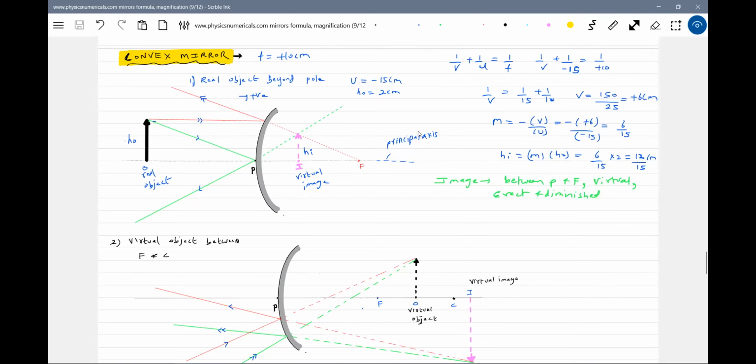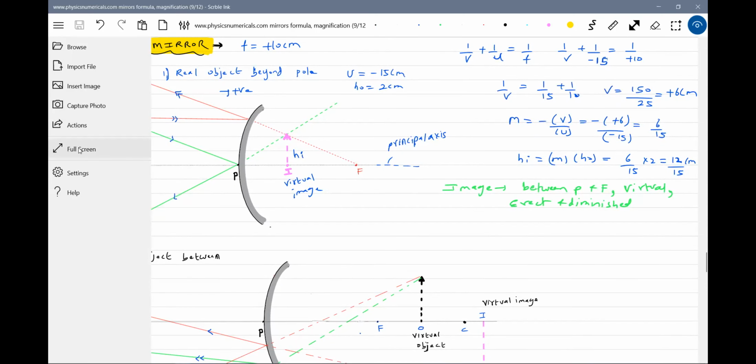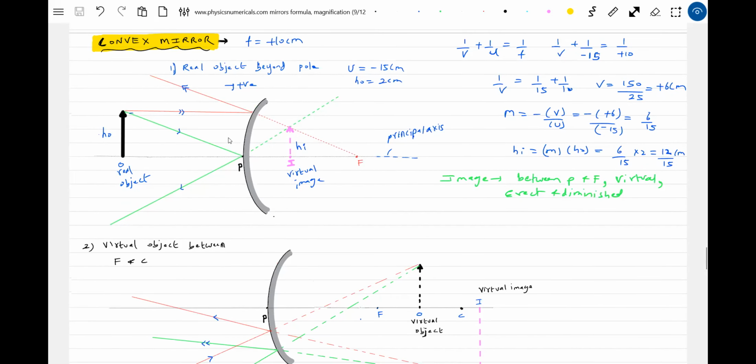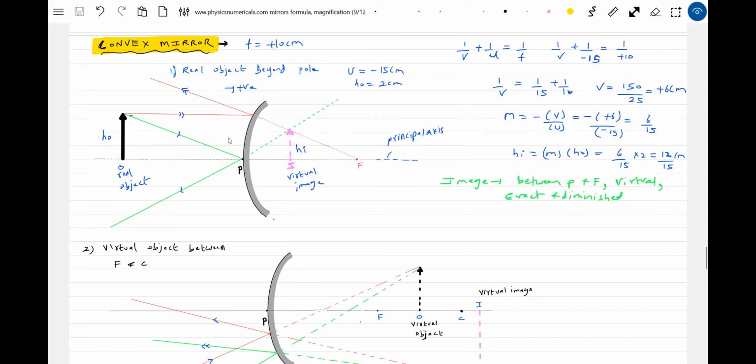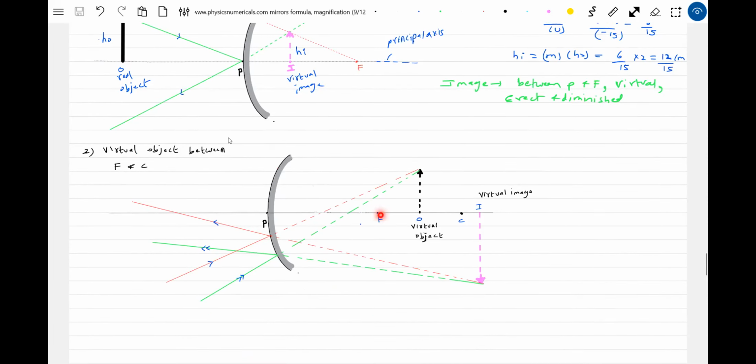Let's take the next condition. Virtual object between focus and center of curvature. This is a real object. A real object will just form a virtual image; that is the only condition available. Next condition, I'll bring it. Virtual object kept between focus and the center of curvature.